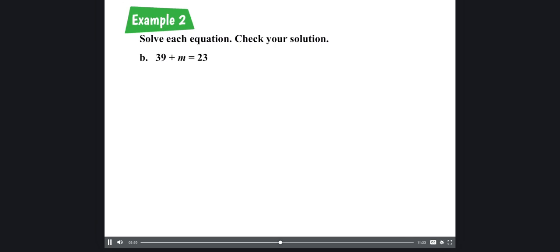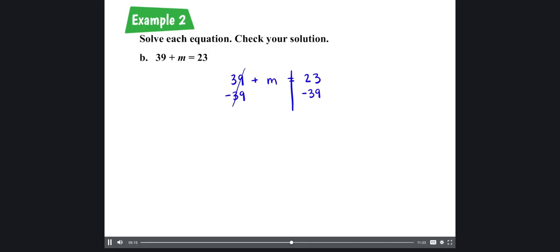39 plus m equals 23. Copy the equation 39 plus m equals 23 and draw a vertical line through the equal sign to help stay organized. To get m by itself, we need to get rid of the positive 39. The inverse of positive 39 is negative 39, so we will subtract 39 from both sides of the equation.